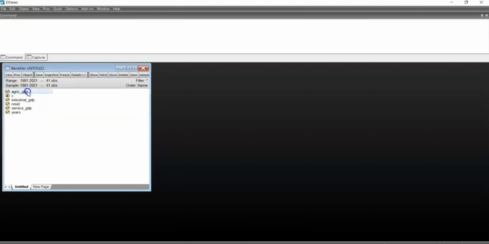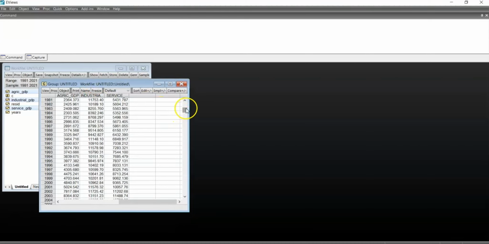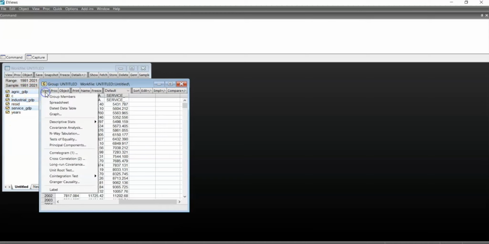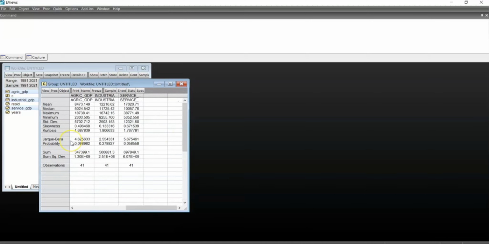All right, so I'm going to click on the agric GDP contribution, and I'll hold on the control button. Then I click on the other variables, and then I click on the enter button. This opens the series in the spreadsheet. Okay, I come to View. In the drop down menu where I see Descriptive Statistics, I'll go with Individual Samples, and voila, we have the descriptive statistics result.